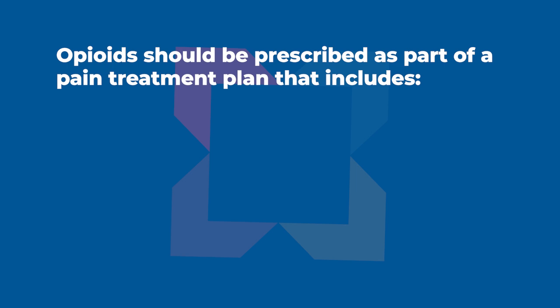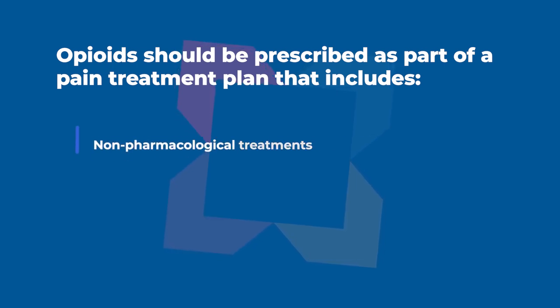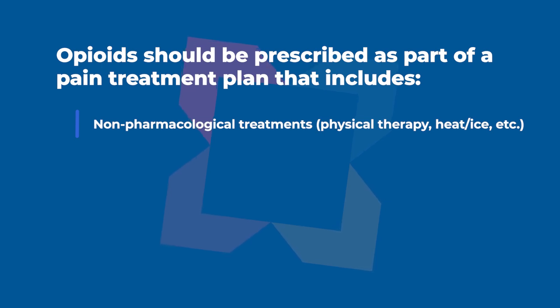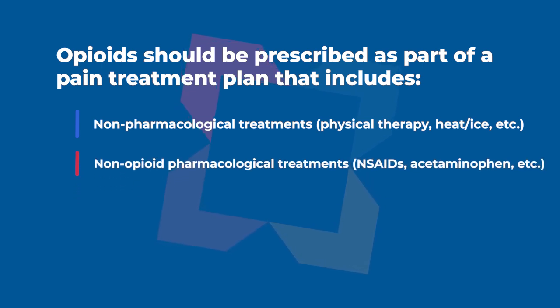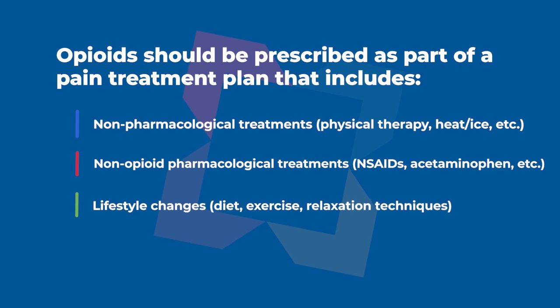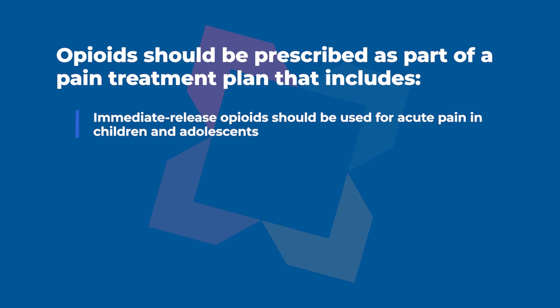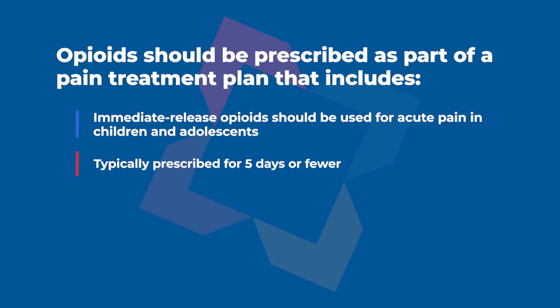Opioids should not be prescribed by themselves when treating acute pain. Acute pain should be treated using a mix of non-pharmacological therapies or non-medication-based treatments, non-opioid medication treatments, and, when needed, opioid medications. When prescribing opioids for acute pain in children and adolescents, immediate release opioid formulations should be used. These should start with the lowest age- and weight-appropriate doses, and patients should be provided with an initial supply of 5 days or fewer, unless their pain is related to a trauma or a surgery with an unexpected duration of pain lasting longer than 5 days.